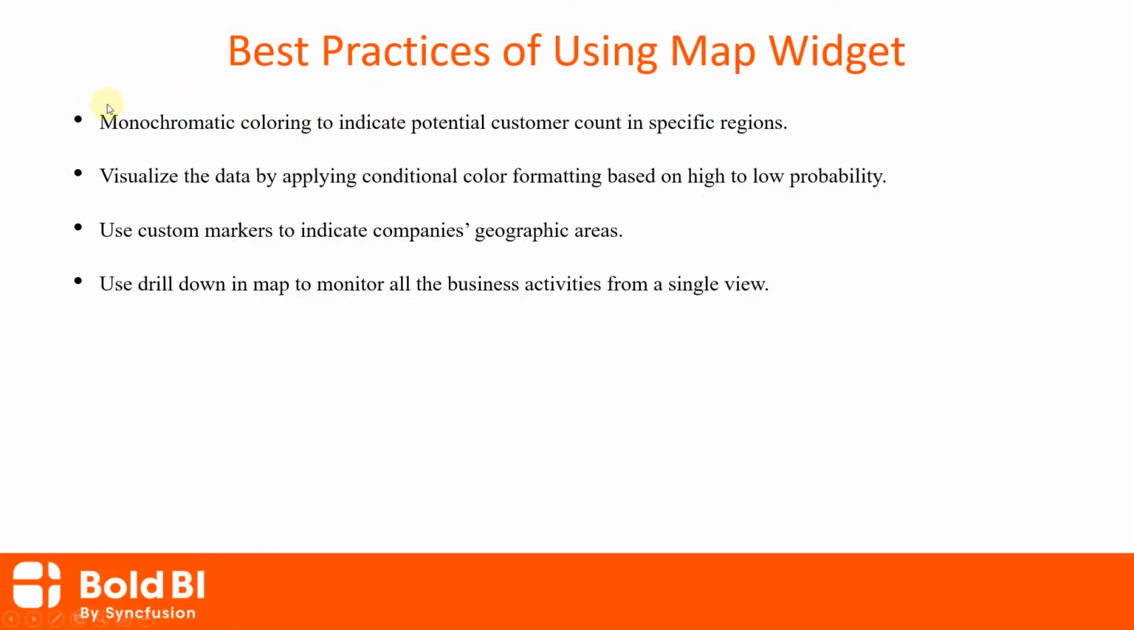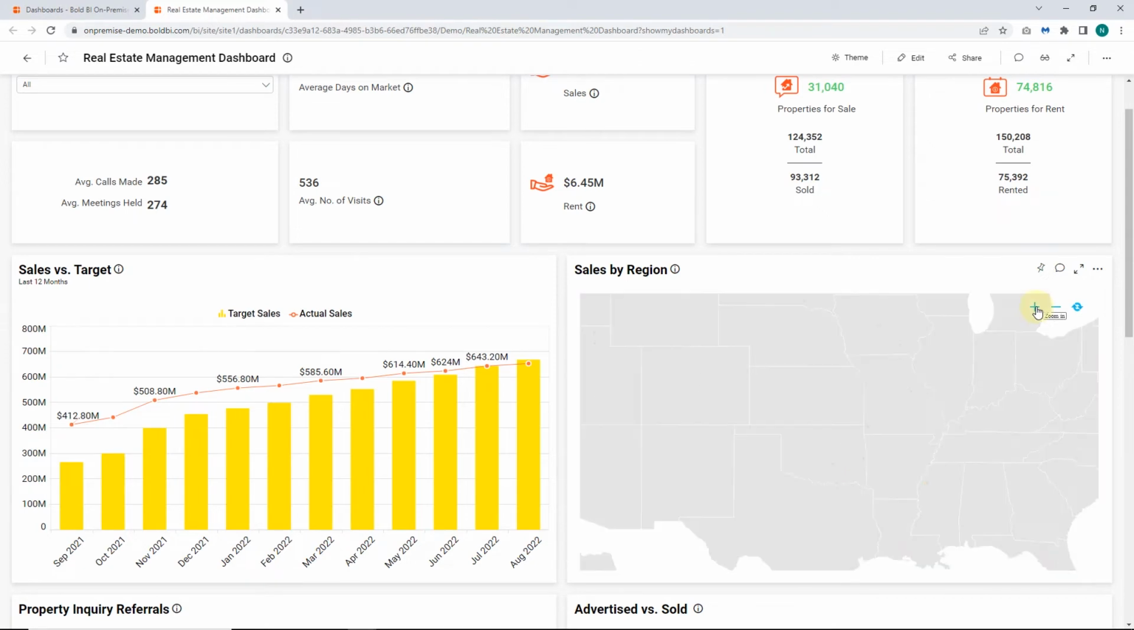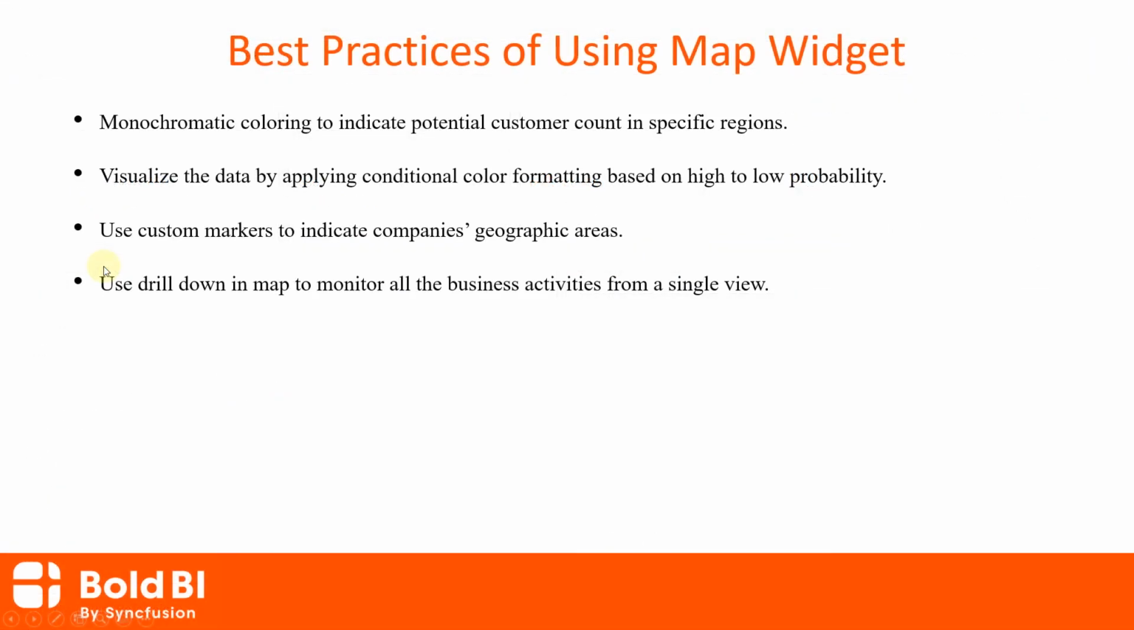The best practice of showcasing the map widget is to visualize the geodata with a map by using monochromatic coloring to indicate potential customer count in specific regions. Use map widget to visualize data by applying conditional color formatting based on high to low probability. Use custom markers to indicate companies and analyze their customer service experiences in different geographic areas. Use drill down to monitor all the business activities from a single view.